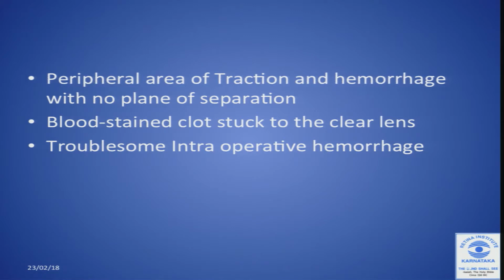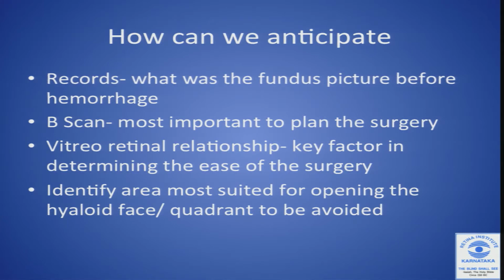And all of us struggle to remove the blood-stained clot behind the lens, which is a clear lens. And a clot stuck to the hyaloid face behind the lens is always a challenge. And lastly, there could be a troublesome intraop hemorrhage. Now, how can we minimize and anticipate these surprises? One is thorough pre-op records. If you have seen the patient before the vitreous hemorrhage, if you see the records, you know very well how much proliferation was there, which areas had proliferation, and whether it could be simple or difficult.